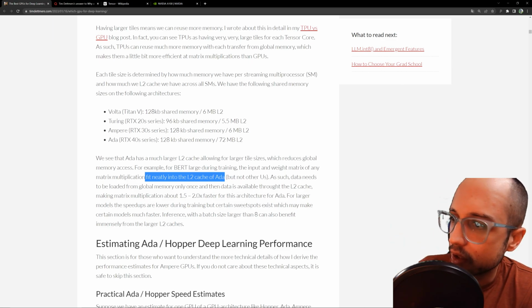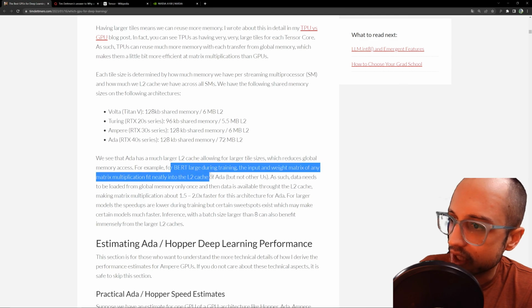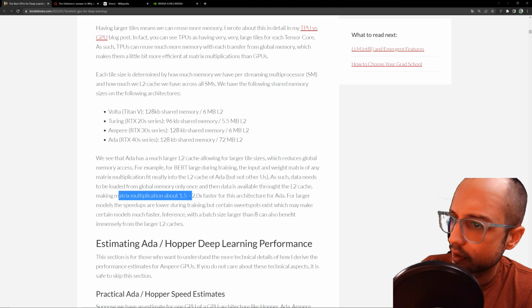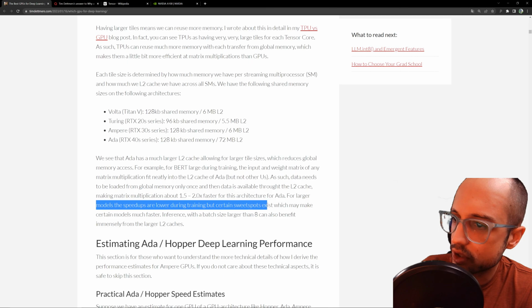That's a little trick that you can use. For larger models, the speedups are smaller during training, but certain sweet spots exist which make certain models faster.